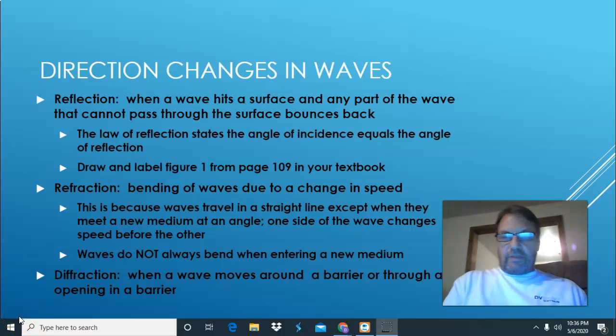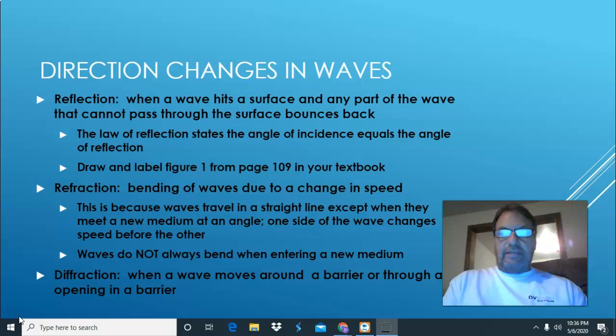Okay, two terms we're going to talk about are reflection and refraction. So let's look at those definitions. Reflection is when a wave hits a surface and any part of the wave that cannot pass through the surface bounces back. The law of reflection states the angle of incidence equals the angle of reflection, and then we're going to skip the draw and labels section of this.